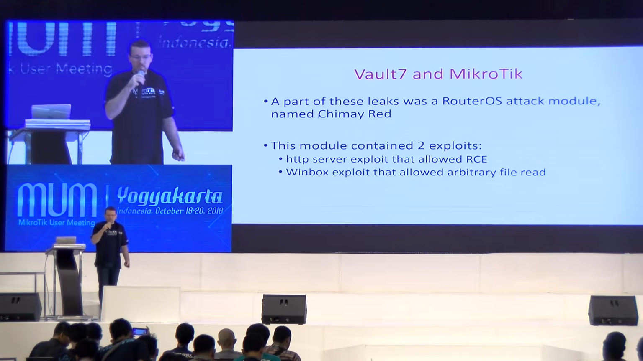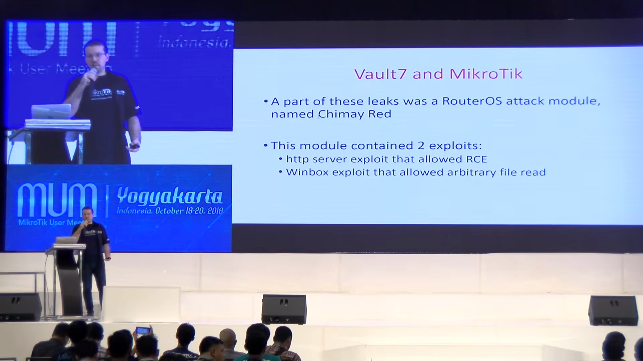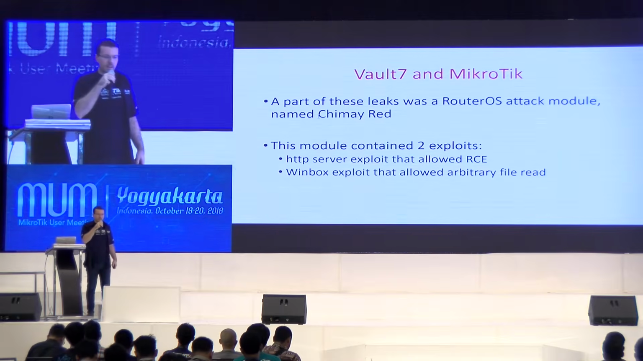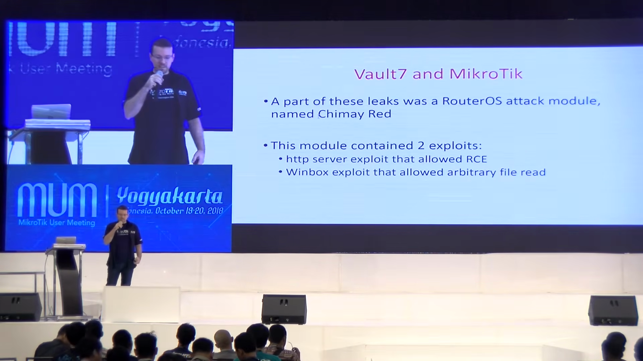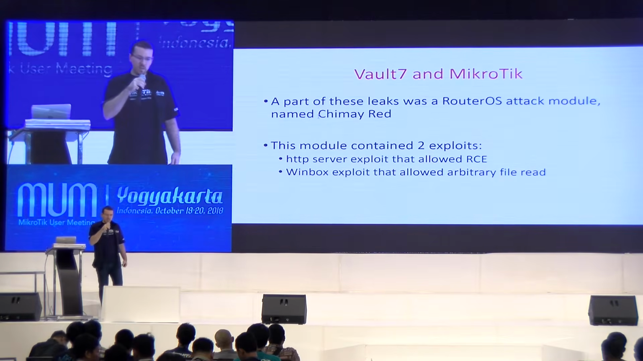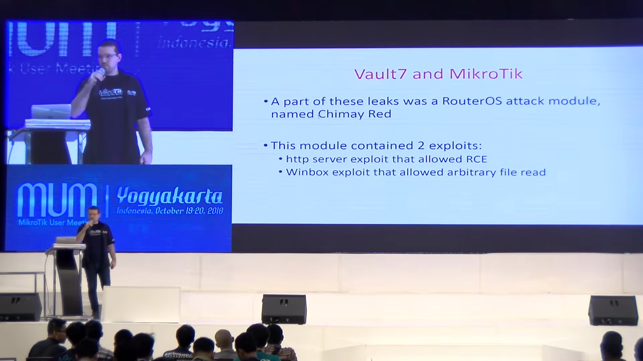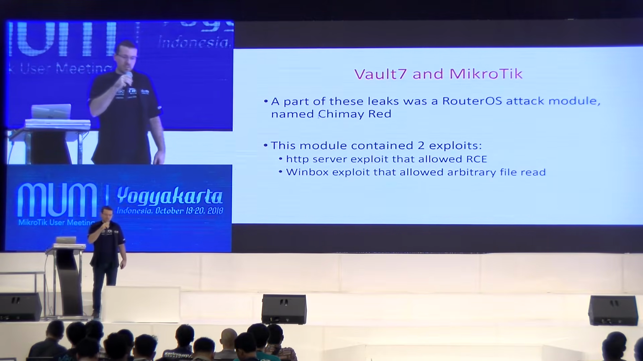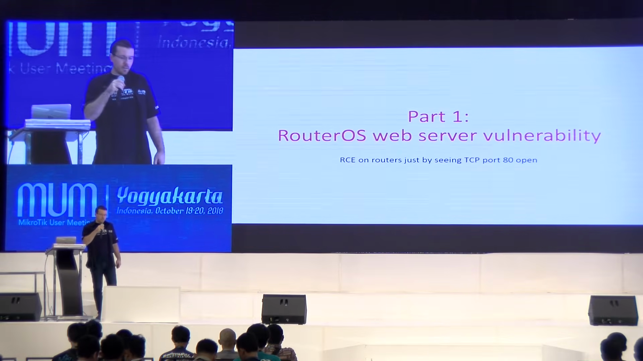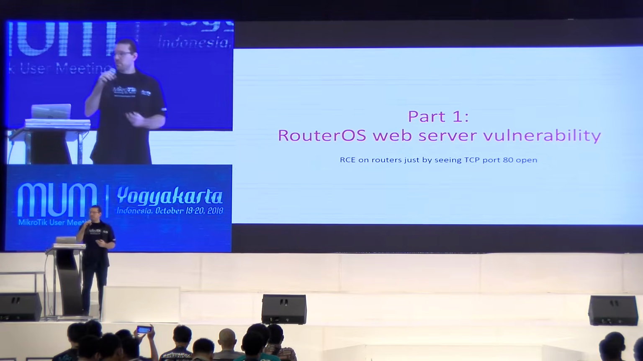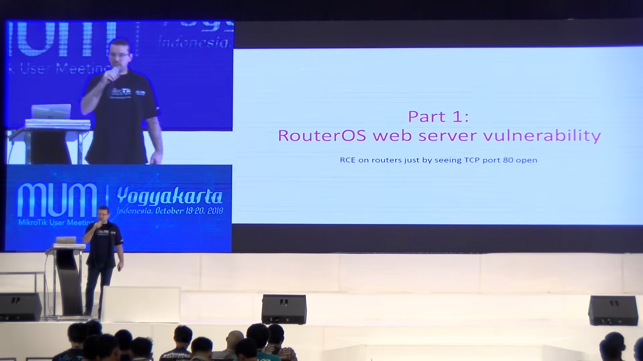A part of these leaks was actually a RouterOS attack module used by CIA and NSA, and it was named Chimay Red. This module contained two exploits for RouterOS: an HTTP server exploit that allowed RCE, remote code execution, and a Winbox exploit that allowed arbitrary file read on the router.